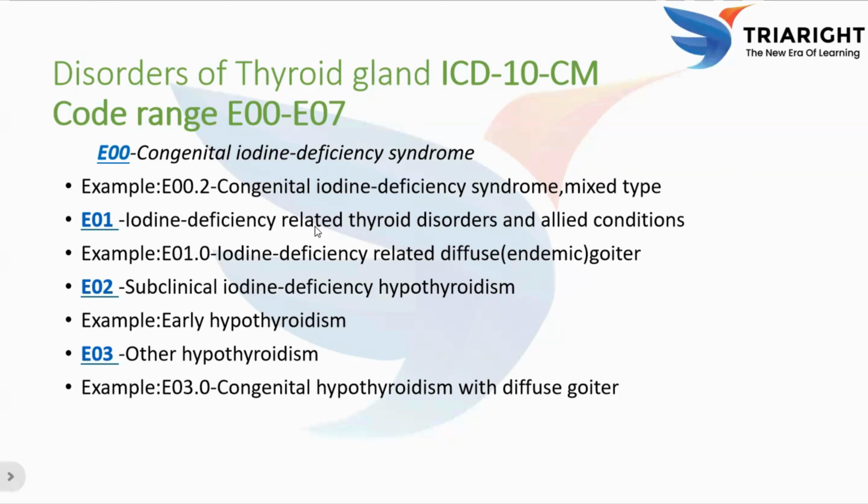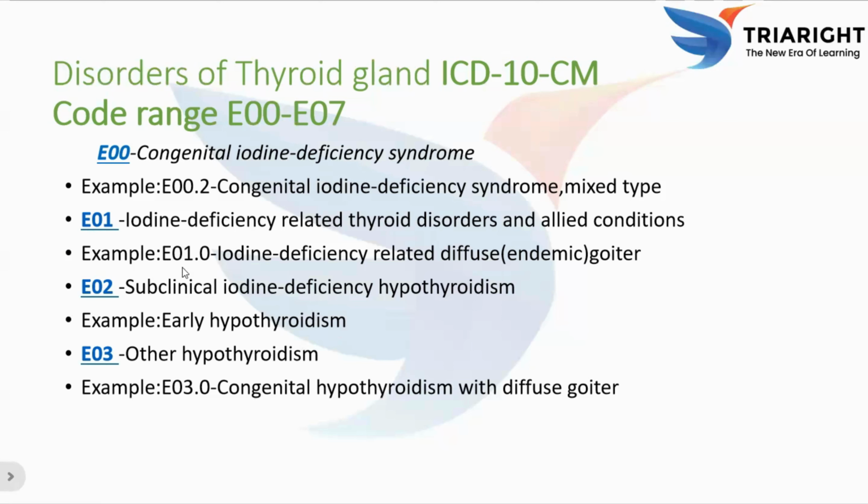These occur after birth. So the first one is congenital, by birth, and the next one is allied conditions, meaning after birth, and these occur after the birth and are caused by the lack of iodine in the diet. They are commonly seen in areas where iodine intake is low.